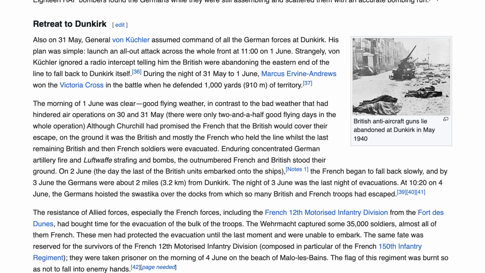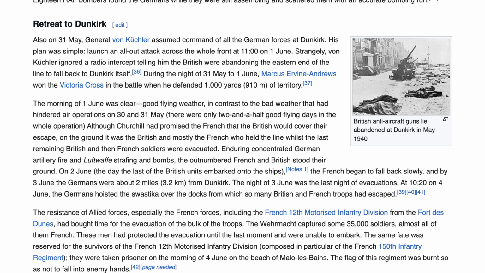Enduring concentrated German artillery fire and Luftwaffe strafing and bombs, the outnumbered French and British stood their ground. On the 2nd of June, the day the last of the British units embarked onto the ships, the French began to fall back slowly, and by the 3rd of June the Germans were about 2 miles (3.2 kilometers) from Dunkirk. The night of the 3rd of June was the last night of evacuations. At 10:20 on the 4th of June, the Germans hoisted the swastika over the docks from which so many British and French troops had escaped.